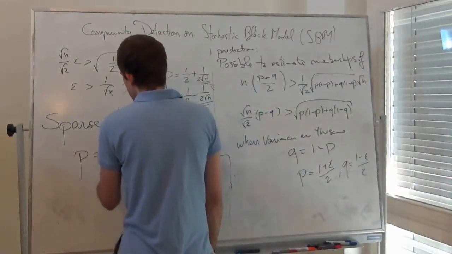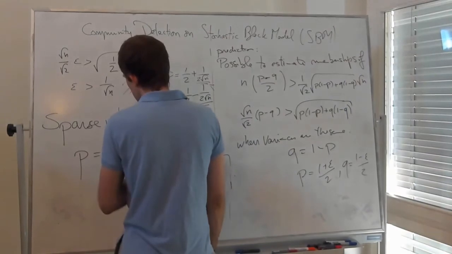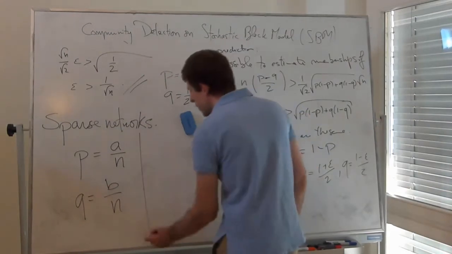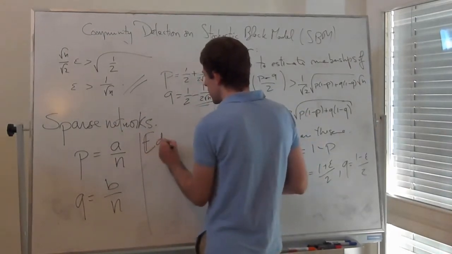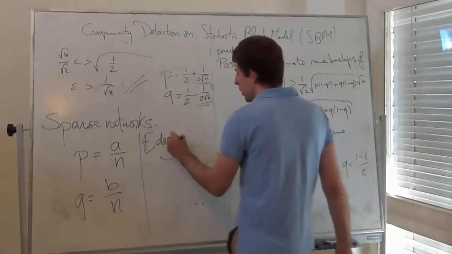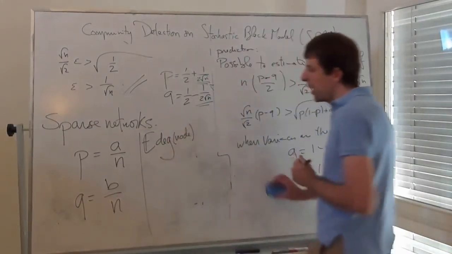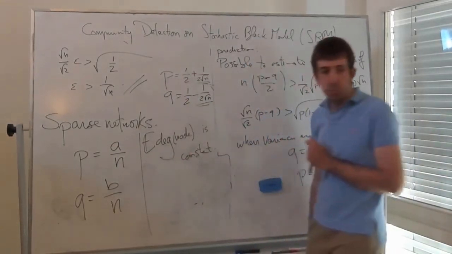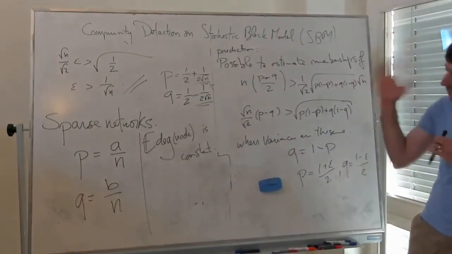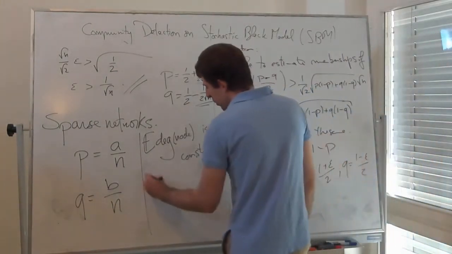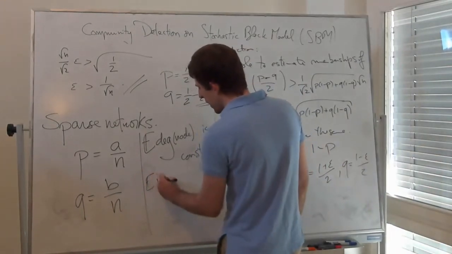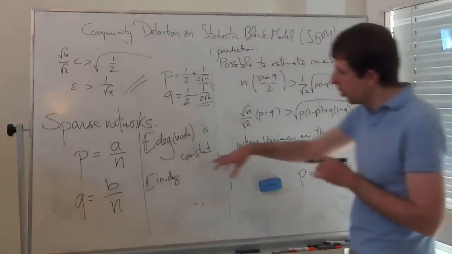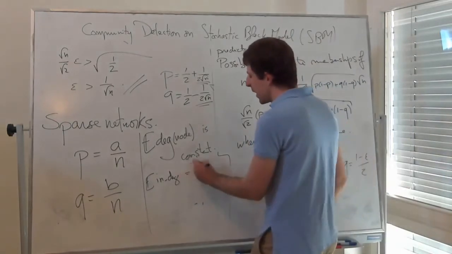So a very natural thing is to take P to be a constant A over N, and Q to be another constant B over N. The nice thing with this is that the expected value of the degree of a node does not depend on the size of the network; it's constant, something like A plus B over 2. In particular, the expected value of what we call the in-degree, the number of connections within your community, will be something like A over 2.